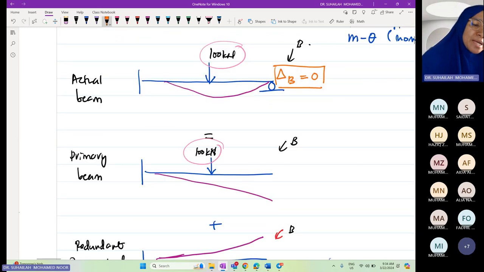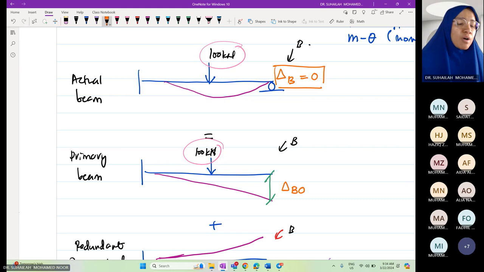Okay, now move to primary beam. Move to primary beam at point B. Ada deflection? Ada. Okay. So, delta at point B for primary beam. This is the symbol yang kita pakai for primary beam. Symbol B naught. B dengan O, or B dengan zero. Kita panggil B naught.